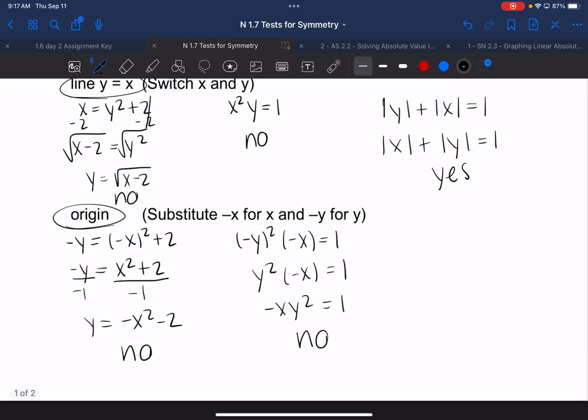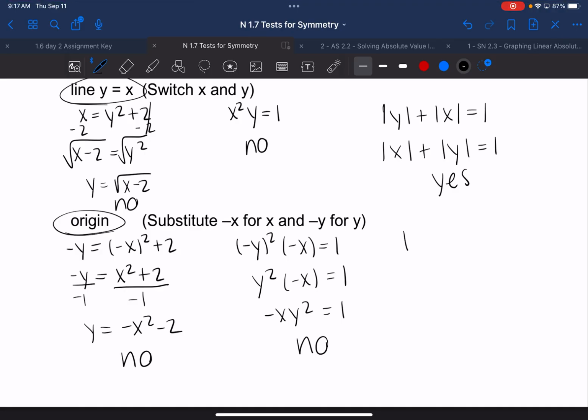Okay? And then finally, in that last one, we're taking the absolute value of x, adding it to the absolute value of y, but now they're both negatives. But with an absolute value, as we know, it'll become positive. So this one would revert back to how it originally looked. So this would be the only one that we can say, yes, it is symmetric about the origin. Okay?